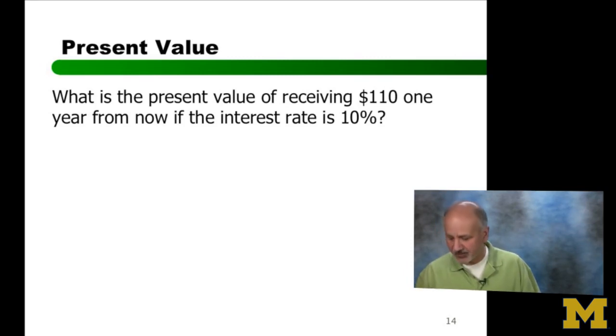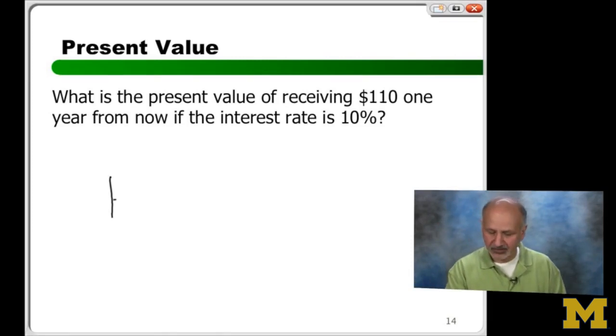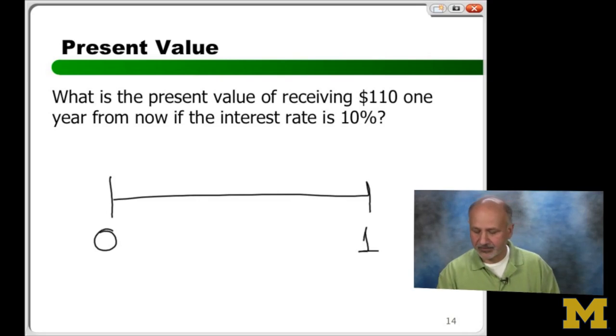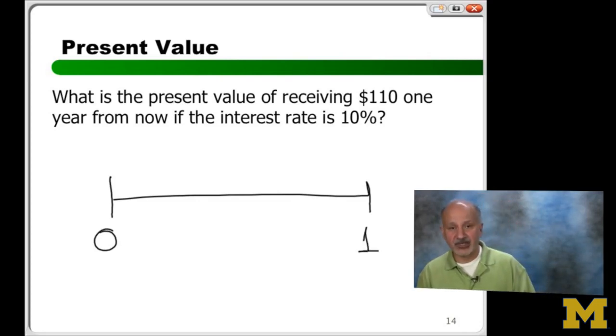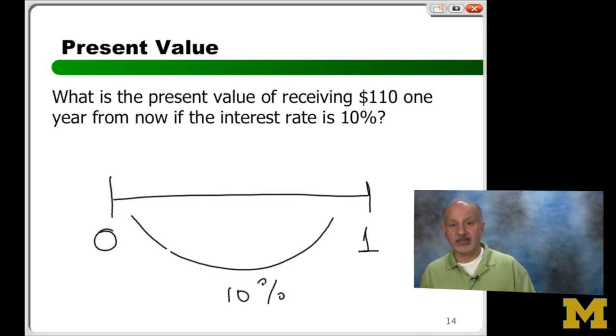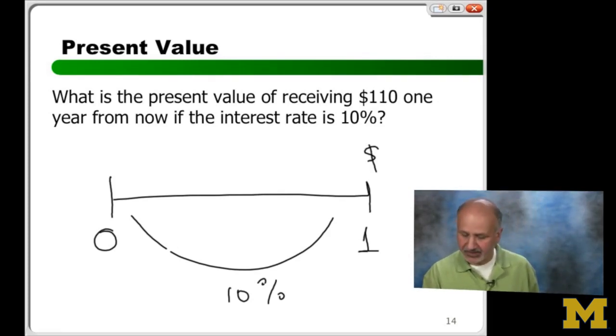Okay, so let's do this problem, and I'm going to use again just a simple way of doing it. And so here you go. You have 0, you have 1. 1 period has passed. Remember always what connects 0 and 1 is time value of money at 10%. I've made it very easy, and I have 110 here.